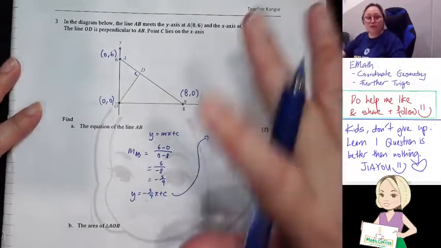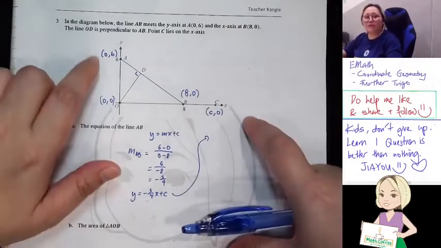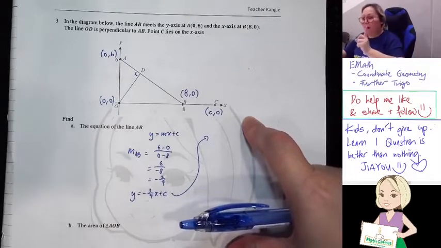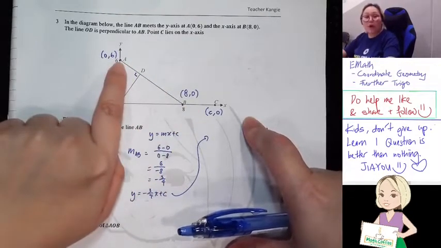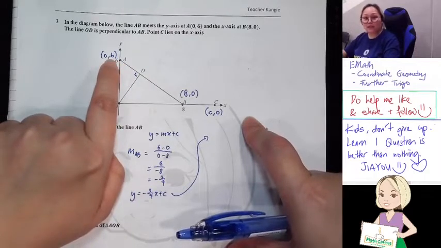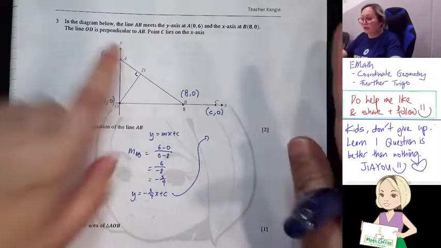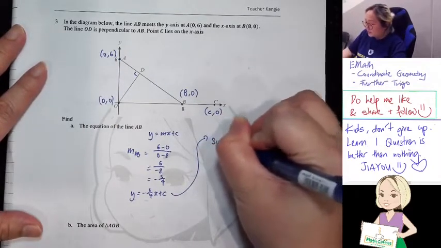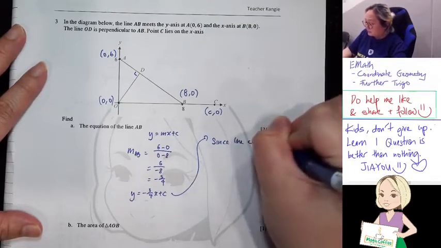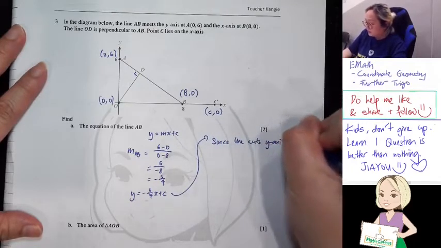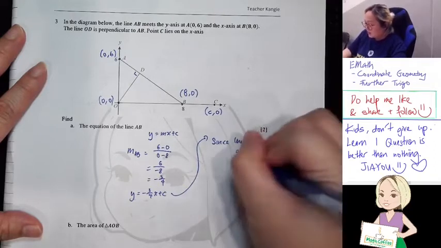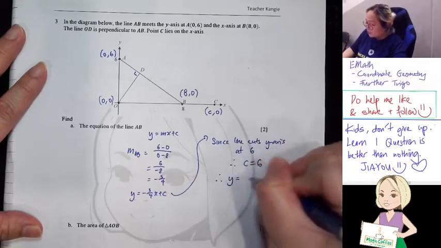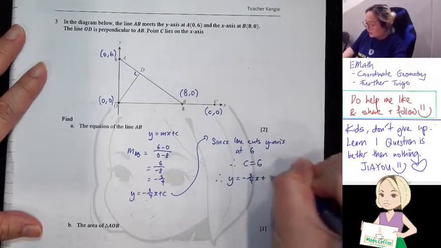Yes, sub 1 of the points is correct. You definitely have no issue. You want to sub 0, 6 or sub 8, 0, you will still get a c. But remember, c is the y-intercept. This line, I already know where it cuts the y-axis, which is 6. So it means that I can straight away know that my c is 6. So I can write additionally here: since the line cuts the y-axis at 6, therefore c equals 6. Therefore, the equation of the line is y equals minus 3/4 x plus 6.